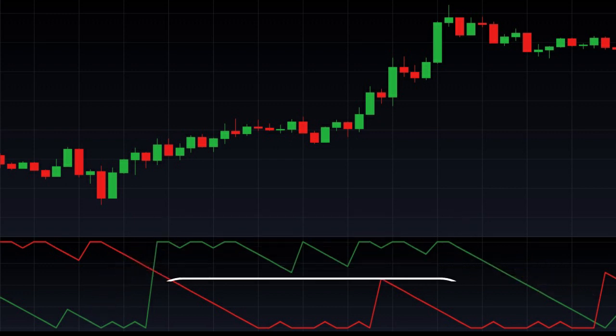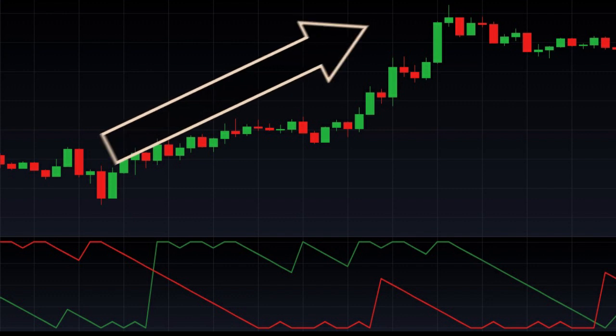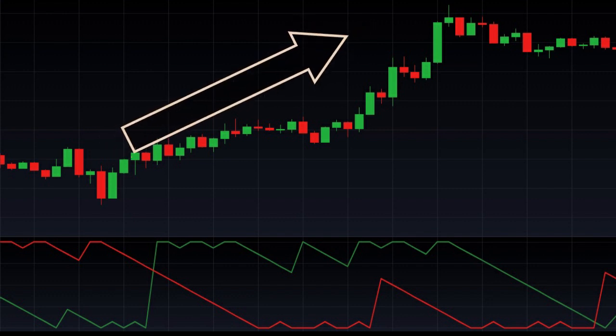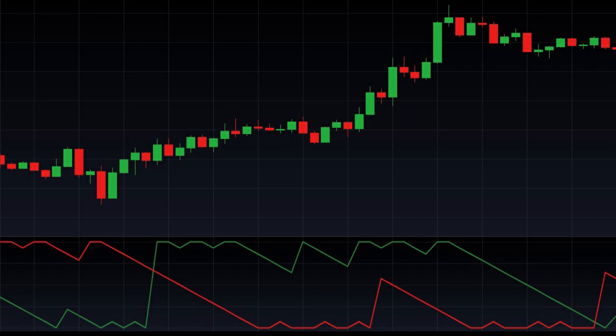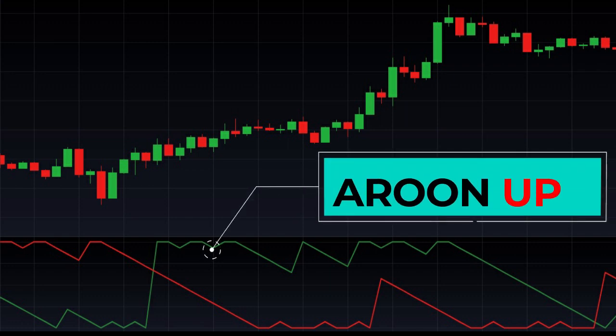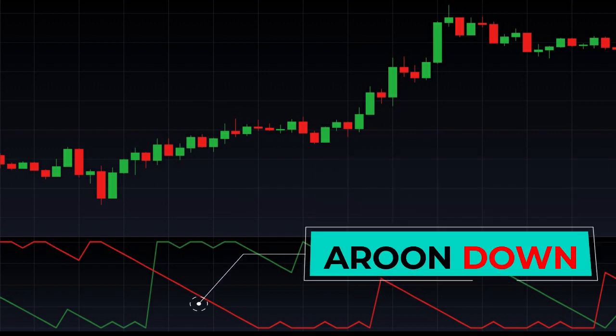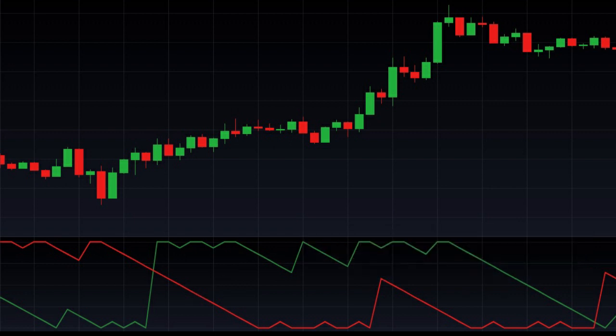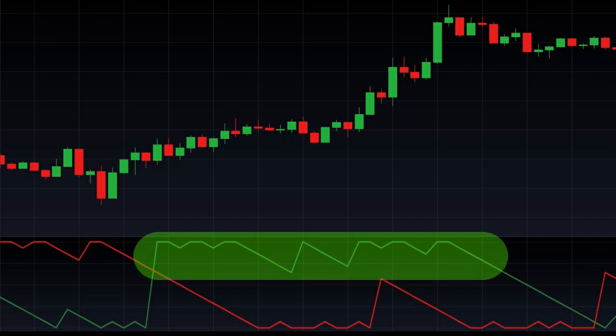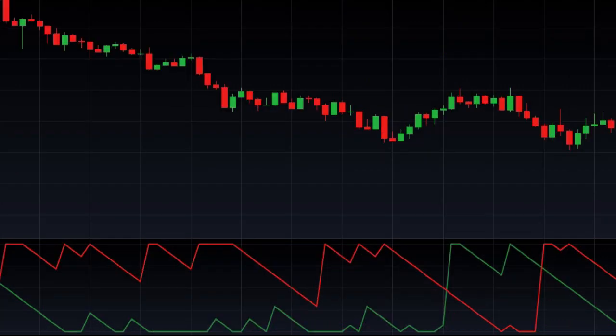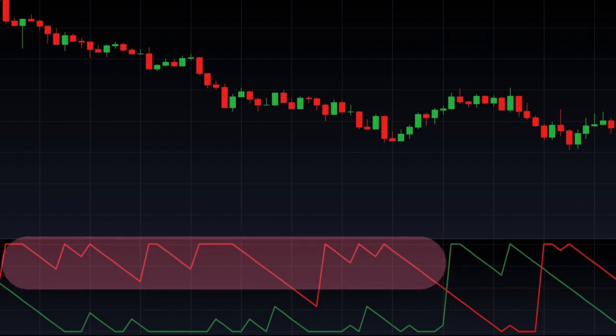The Aroon is an indicator that determines whether a financial asset is trending or not, and how strong the trend is. The Aroon indicator is composed of two lines. An up line which measures the number of periods since a high, called Aroon up line, and a down line which measures the number of periods since a low, called Aroon down line. The Aroon up and Aroon down indicators signal the start of a new trend. Aroon up above 70 indicates a strong uptrend, and Aroon down above 70 indicates a strong downtrend.